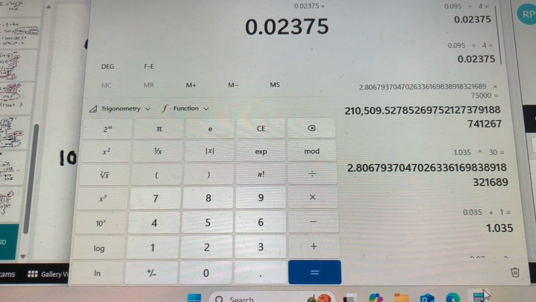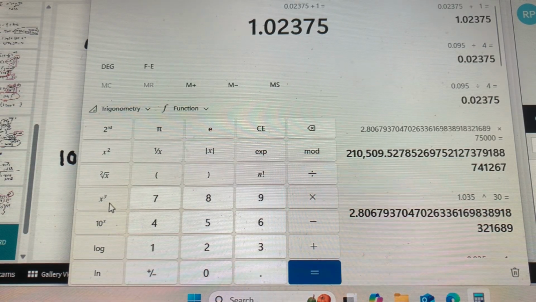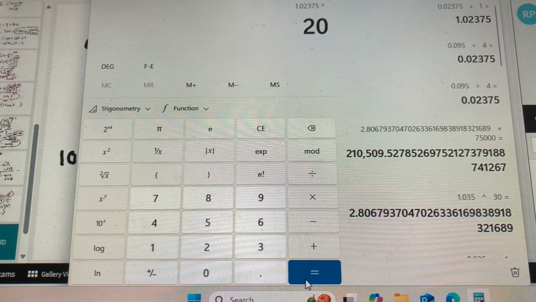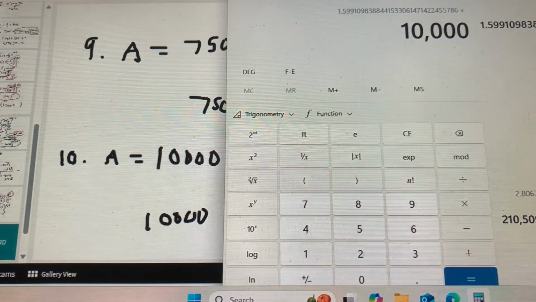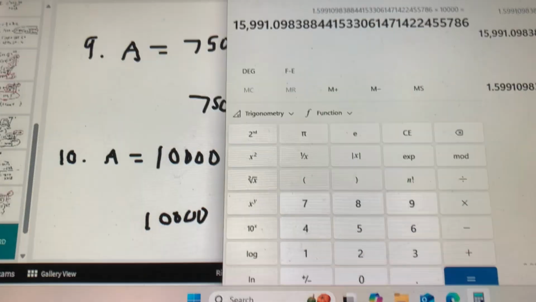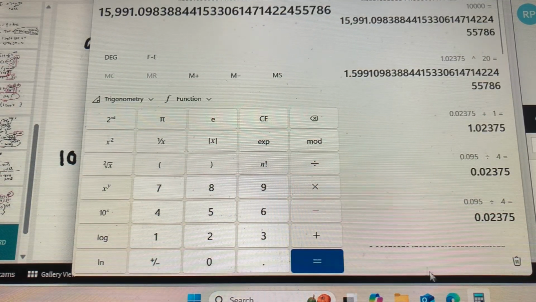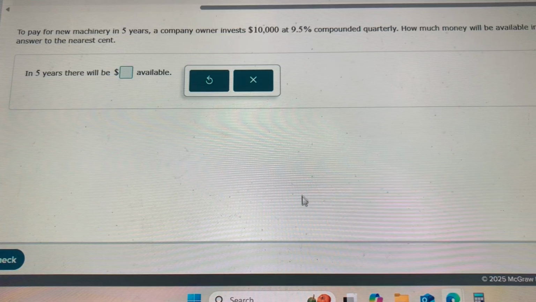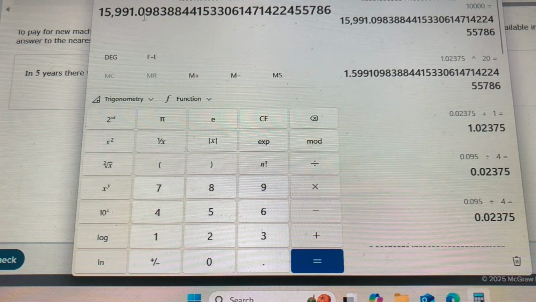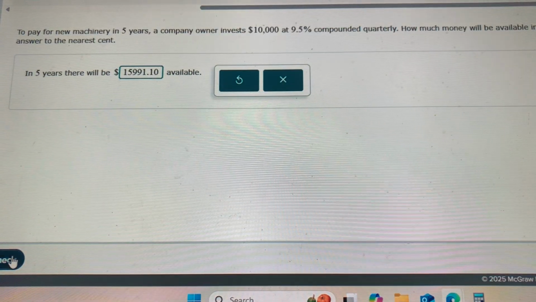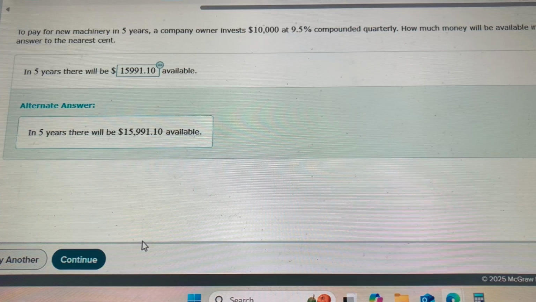Add the 1 in front. Raise it to the 20th power. And multiply by the 10,000 in front. So they're going to invest 10,000 now, and now they've got almost 16,000 5 years from now. And they want nearest cent as usual, so 15,991.09, but there's an 8 after that, so 1 penny plus 9 pennies is 10 pennies. If you're adding 1 to 09, it turns into a 10.